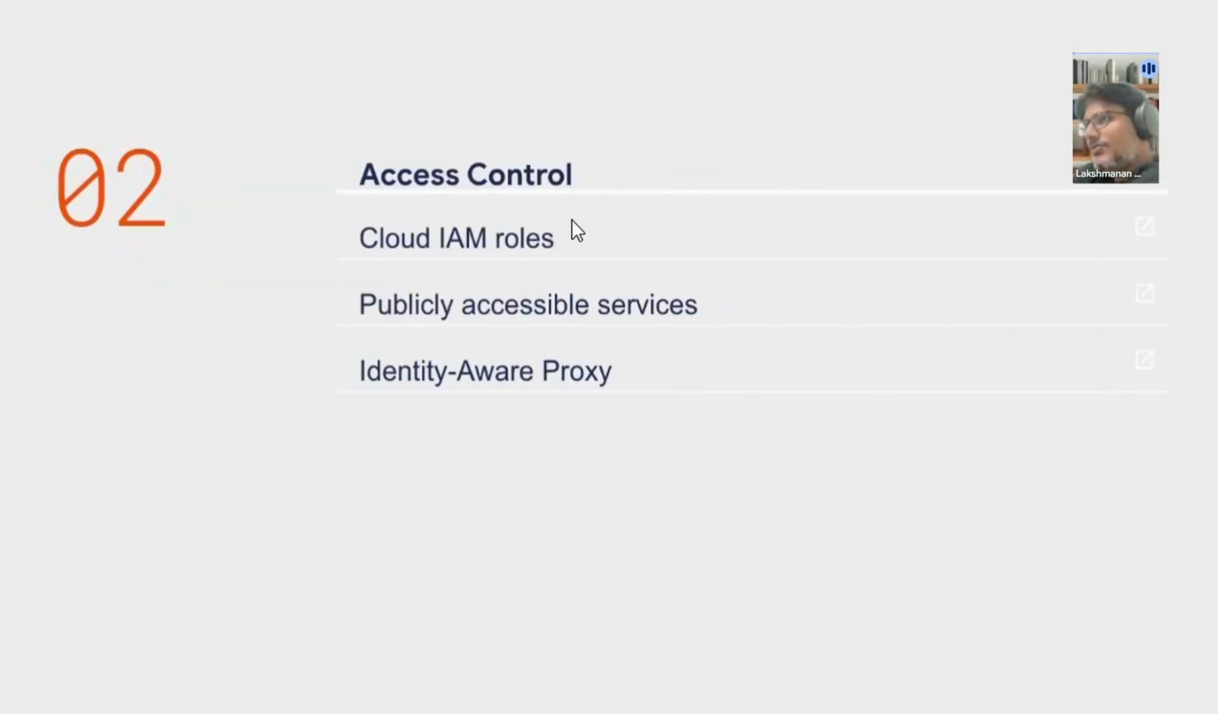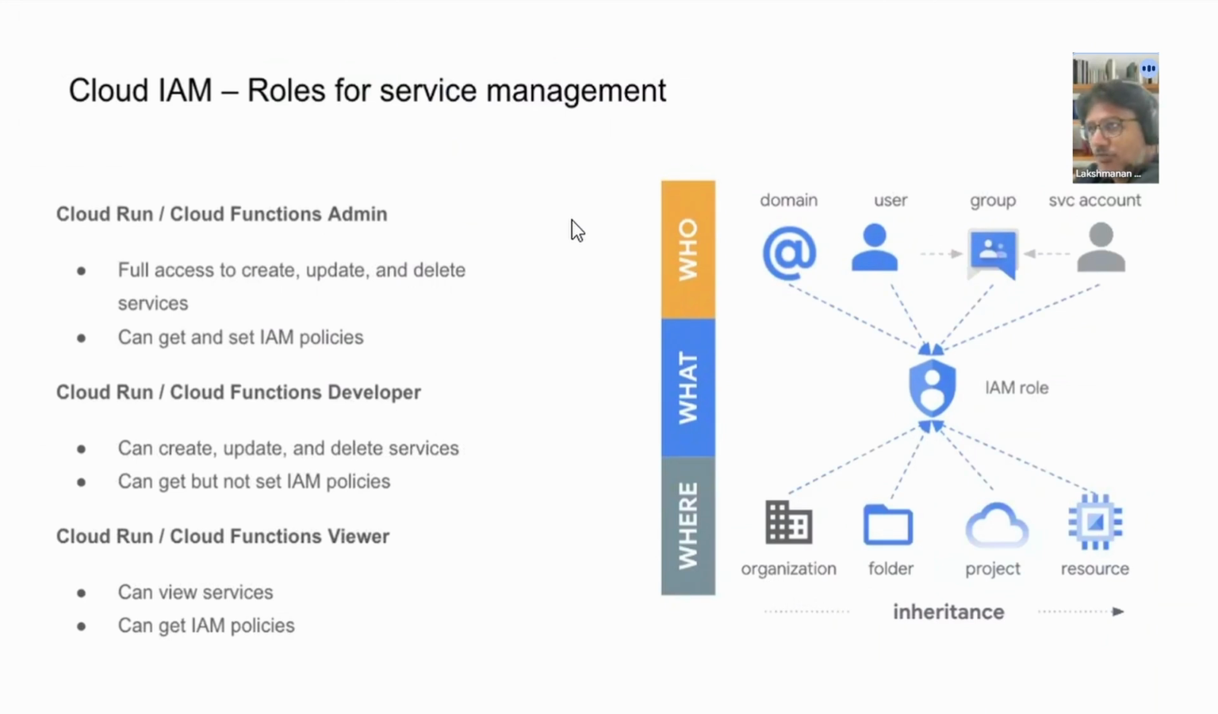Right. So the next thing we are coming to is access control. Access control happens through Cloud IAM roles. I think all clouds are more or less similar in this respect. You have something called an identity, which defines who, and you also define what that identity is going to do and on what resource, right? That's typically what IAM does.